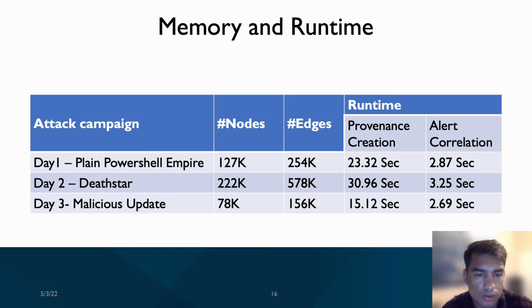This slide shows the resource consumption in order to run SteinerLog. The numbers are per host per day. So we have graphs with 100Ks of nodes and then 2-3 times that of edges on each host on a given day. And for the creation of provenance graph and performing alert correlation, it takes less than half a minute on most of the hosts. So the memory and runtime requirements are well within the reasonable limit.